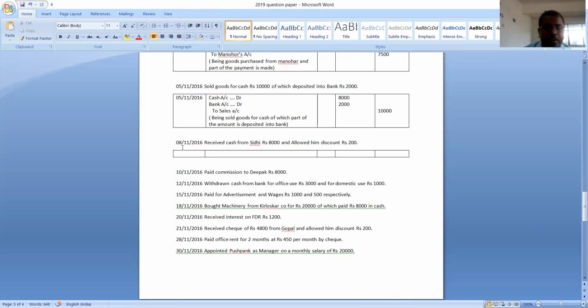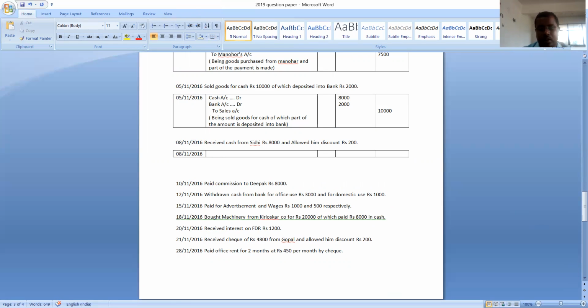Next transaction is dated 8th November 2016. What is the transaction? Received cash from Siddhi rupees 8,000 and allowed him a discount rupees 200. Let's see how many accounts are there here. Actually, here you are finding three accounts. Which are those three accounts? Received cash means one is a cash account. Understood? And you gave him a discount.